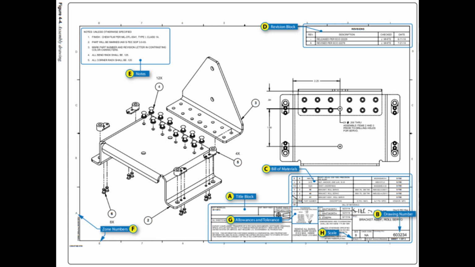Use the same method to locate parts, sections, and views on large drawings, particularly assembly drawings. Parts numbered in the title block can be located on the drawing by finding the numbers in squares along the lower border. Zone numbers read from right to left.